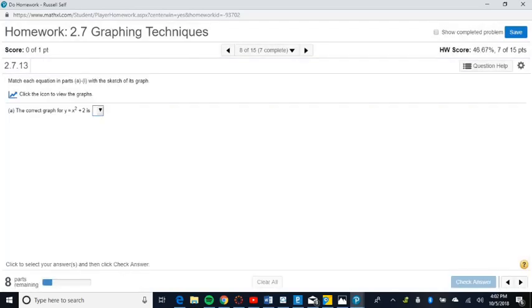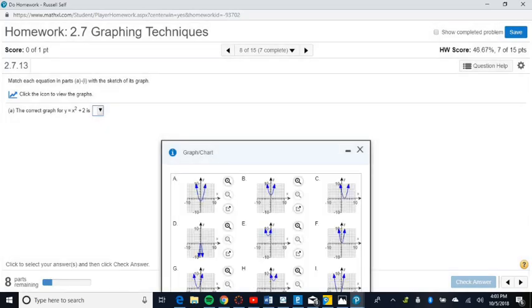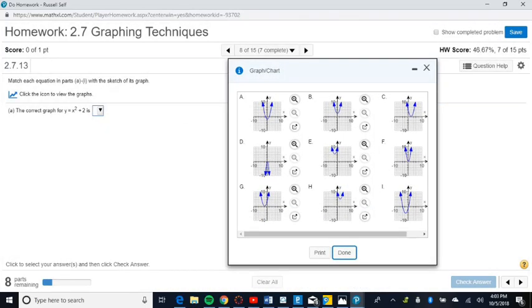Now what we're going to do is match each equation with the sketch of its graph. If you think about the parent graph and then what you're doing to it, you can easily pick which one you need to choose. So, you click on the icon to choose the correct graph because you're going to just have letter choices here. So, the first one we're given, click on the icon to get the choices here.